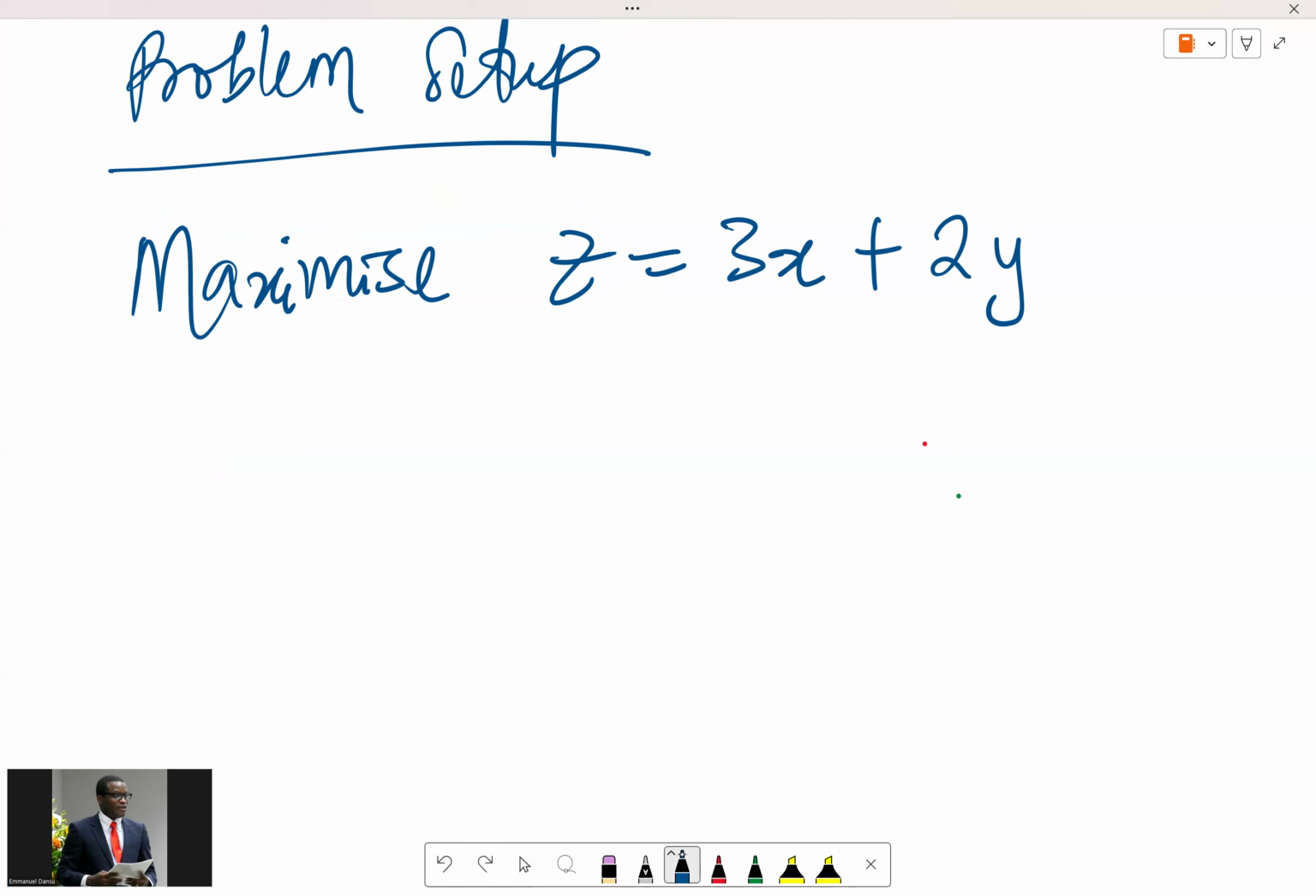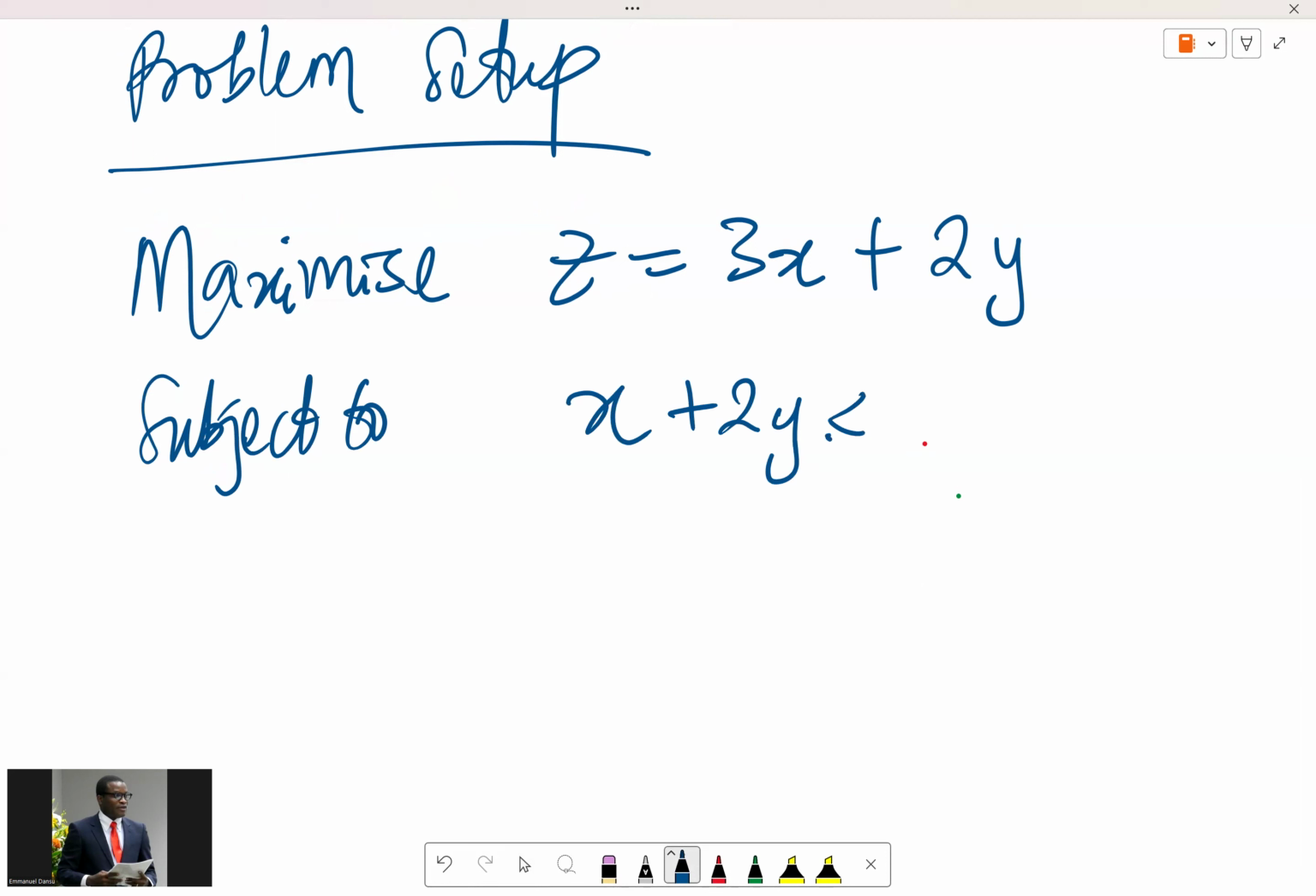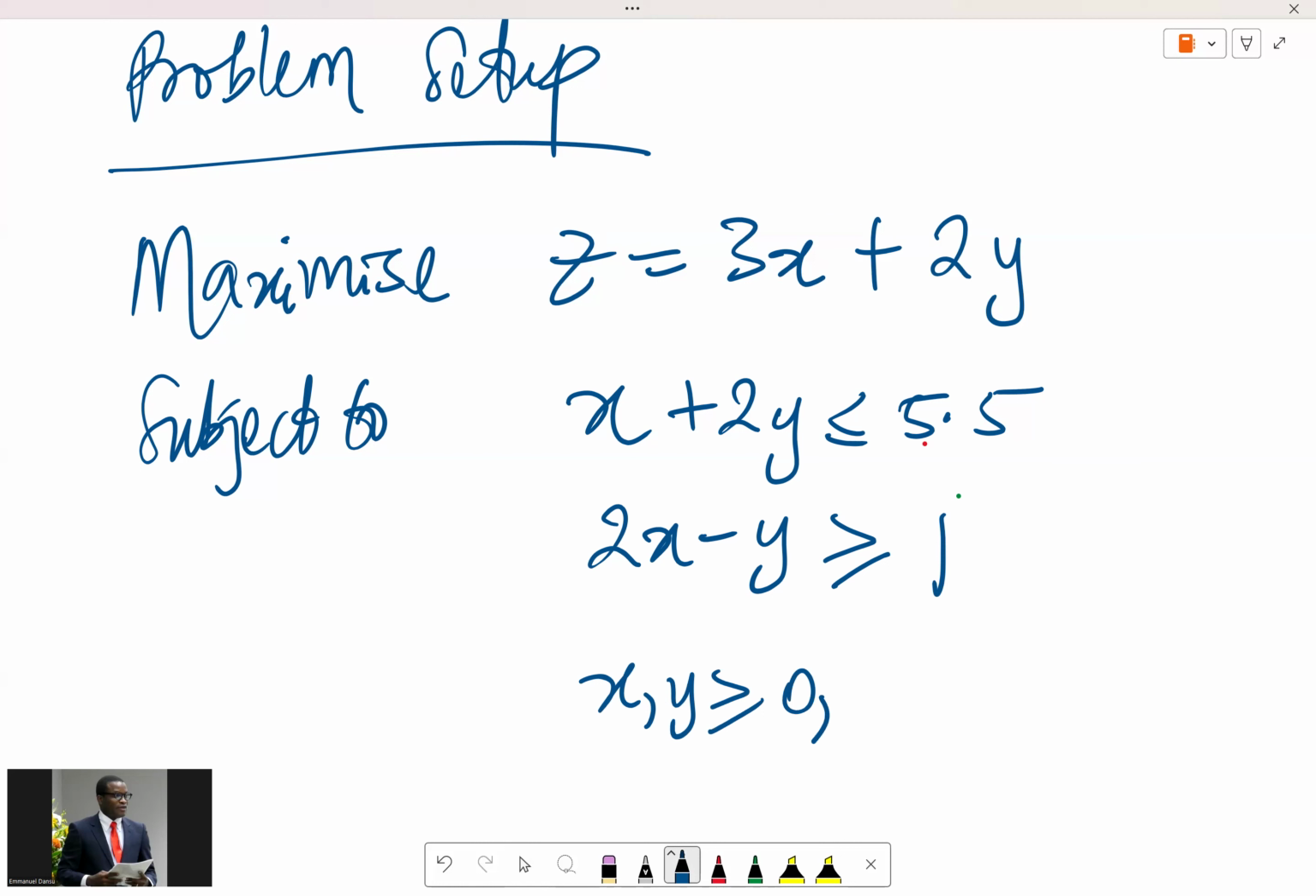So maximize z equals 3x plus 2y subject to x plus 2y less than or equal to 5.5 and 2x minus y greater than or equal to 1, and again x comma y is greater than or equal to 0. But since it is integer linear programming, integer is the key. So x and y again are both integers. That special Z is indicative of the set of integers, basically. So x and y are required to be integers.